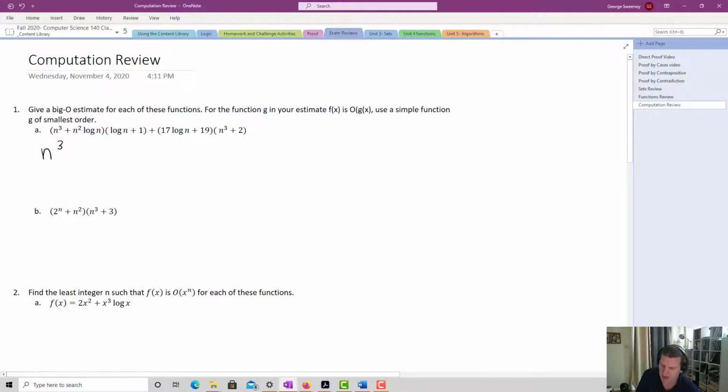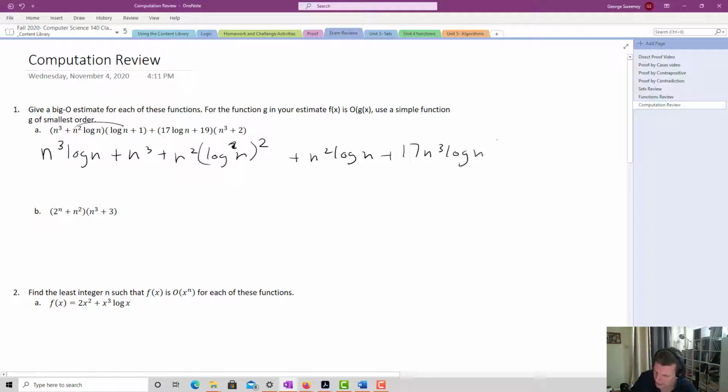We got n cubed, and what I'm going to do is actually distribute. I got n cubed log n plus n cubed plus n squared log n squared, actually log n squared, plus n squared log n plus 17 n cubed log n plus 19 n cubed plus 34 log n plus 38.